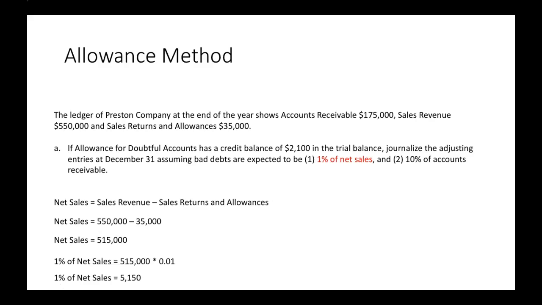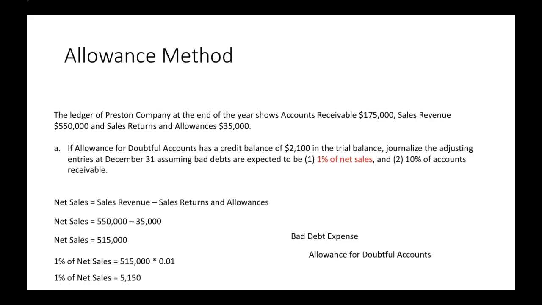So now that we have 1% of net sales, that's the amount that we are assuming or estimating will be the uncollectible amount. Right? We're saying we think that we won't be able to get $5,150. That's just going to be an amount that we'll never collect. So we need to journalize that. The way that we journalize that under the allowance method is we debit our bad debt expense, and then we credit our allowance for doubtful accounts.